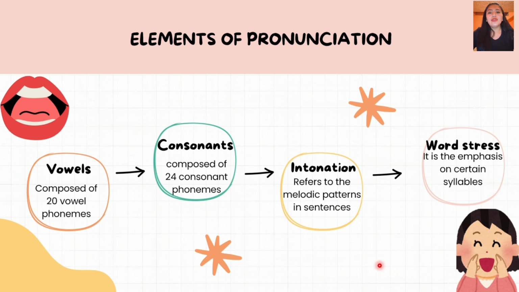Intonation refers to the melodic patterns in sentences, essential for expressing emotion and meaning. And the last, word stress: the stress on certain syllables within a word, which can change the meaning.